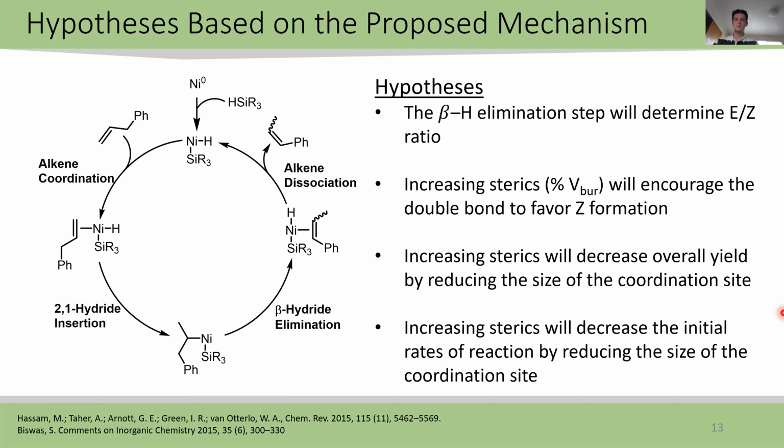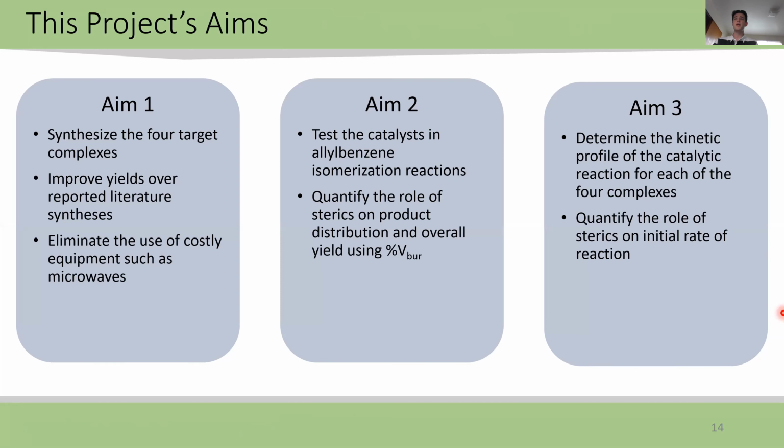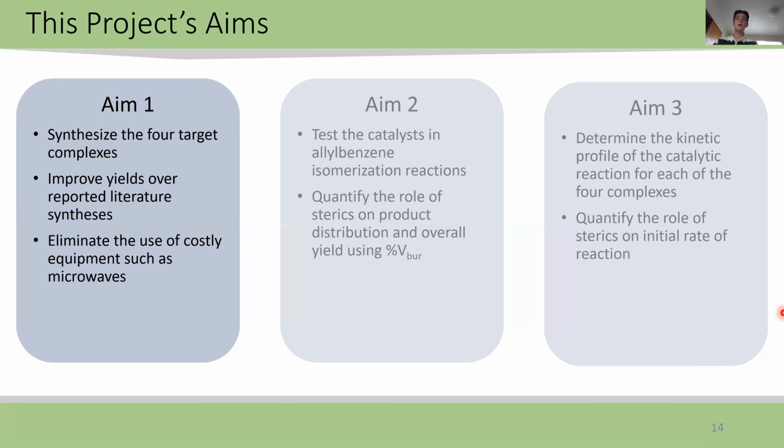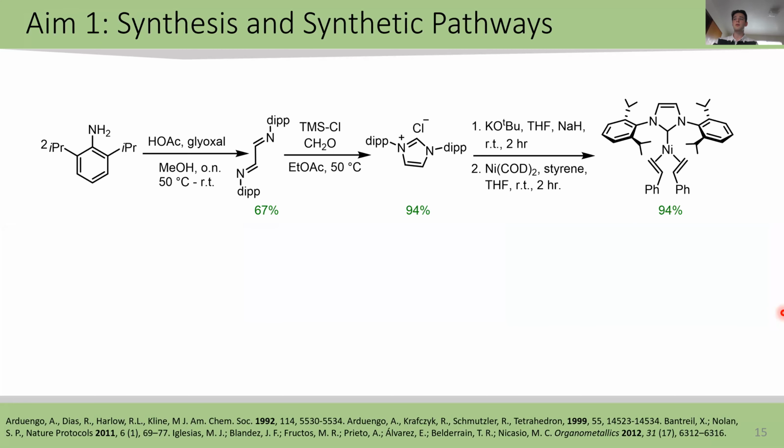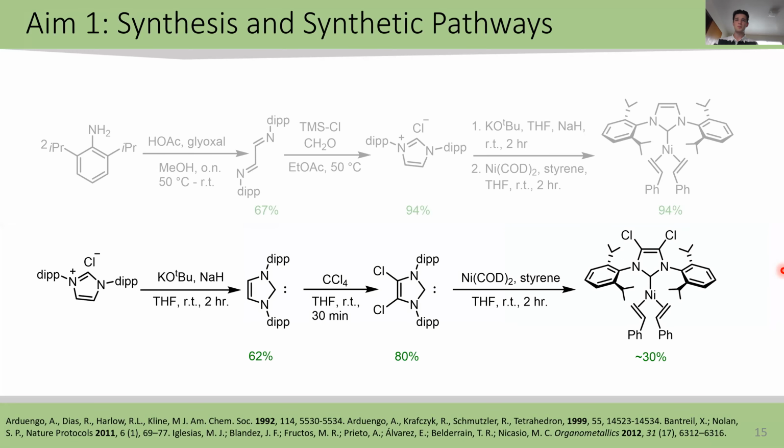These were the hypotheses. So now we can begin by looking at the actual work that I did, starting with aim one, which is simply to synthesize the complexes. And I'm just going to run through these particularly quickly. It's not super important that you understand exactly how we made these complexes, simply that we were able to improve the yields over literature. So this was the synthetic route to reach the unsaturated NHC, which we did in 94% yield, which is comparable to literature.